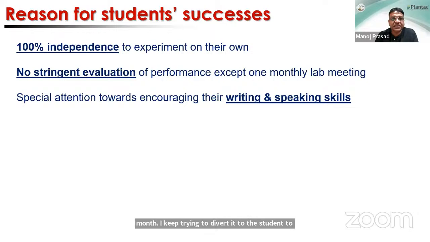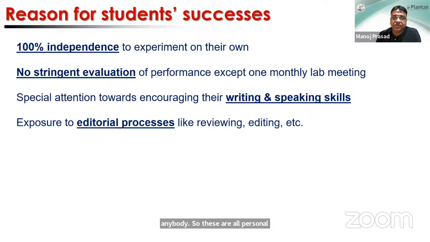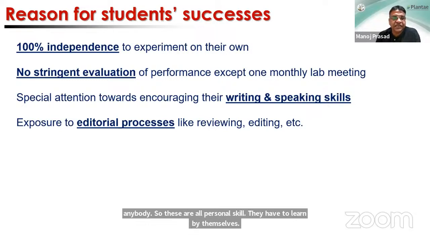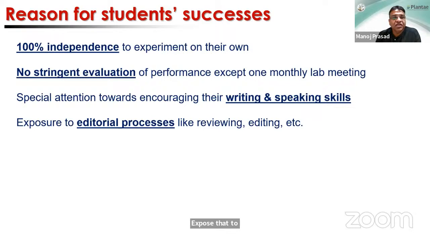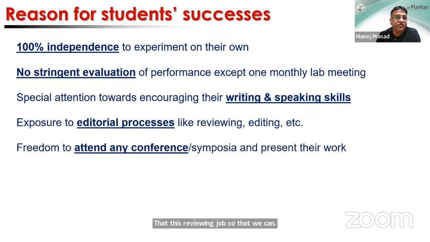Third is special attention towards encouraging writing and speaking. These are the 2 things nobody can teach anybody. So these are all personal skills they have to learn by themselves. Then exposure to editorial processes like reviewing and reading. I also give my senior PhD students and postdocs this reviewing job so that we can sit together, discuss, and make a very good review. Then freedom to attend any conference or symposium and present their work.